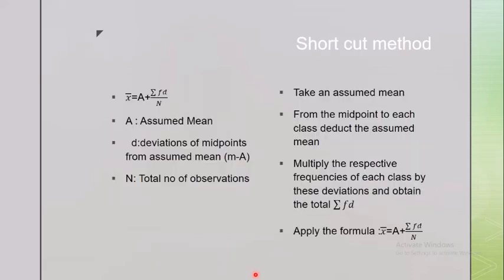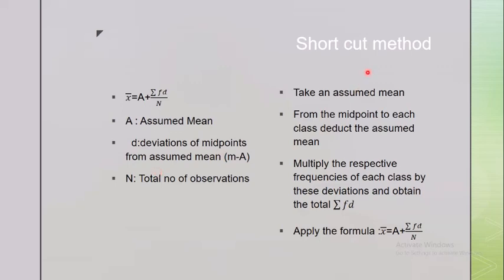Now again you have a shortcut method for this. In the shortcut method, your formula is this. A is your assumed mean and D is the deviation of midpoints. So instead of x, it is the deviation of midpoints from the assumed mean, that is m minus A. Capital N is the total number of observations.